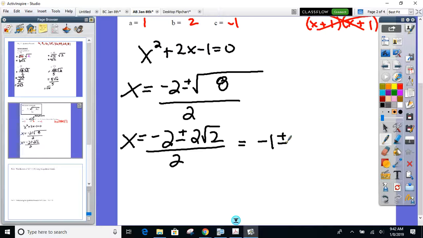Can you reduce anything over on the right side? Don't tell me the 2's because there's a bunch of them here. The 2 here and the 2 outside the radical. They're gone. And I'm left with what on the right side now? Radical 2. That is simplified all the way. Negative 1 plus or minus radical 2. No decimal answers, please. Leave it just like that.